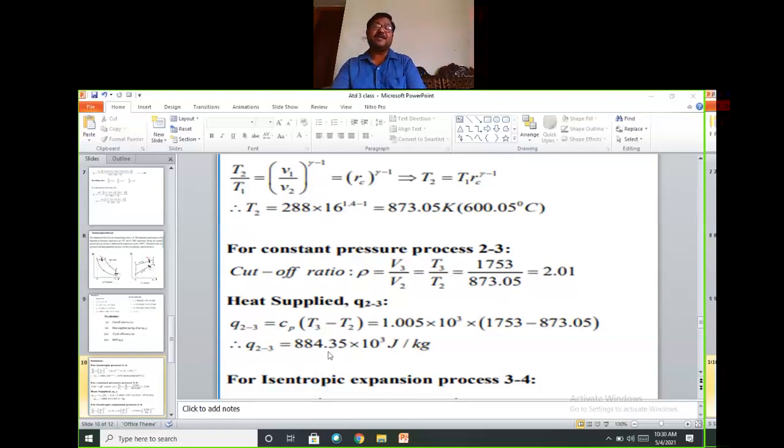Heat supplied Q2 to 3 is Cp into T3 minus T2. Cp is 1.005, a standard value, into 10 to the power of 3, into T3, which is given, and T2 which you calculated. You substitute to get Q2 to 3 in joules per kg.